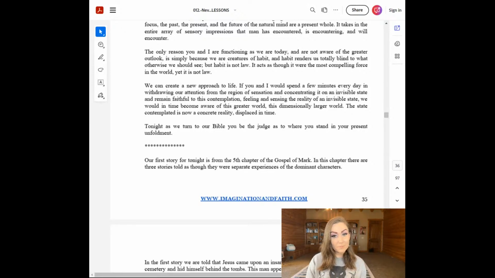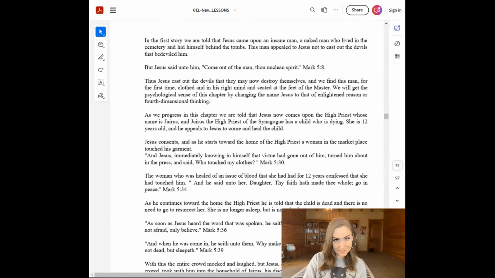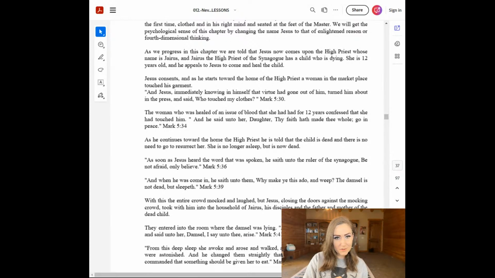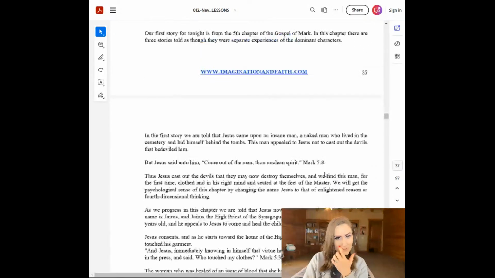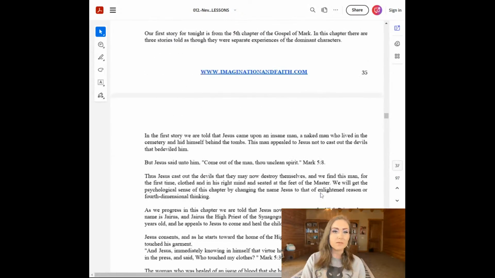But I do want to highlight and emphasize a few points that he makes in each of these stories. So in the first story, he talks about, I believe it's the Gospel of Mark, the 5th chapter of the Gospel of Mark.